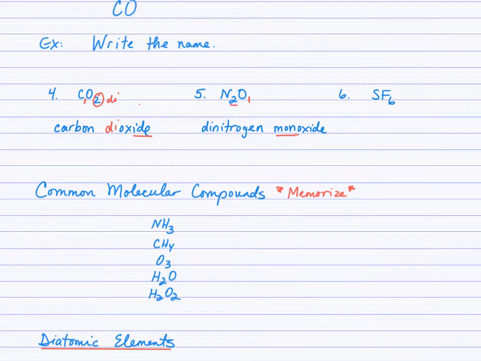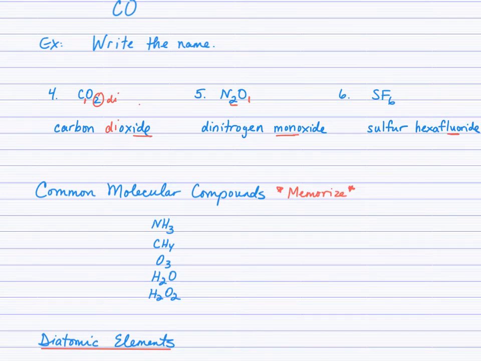Dinitrogen monoxide. Okay, and our last one here, again we ignore the 1 and finish with sulfur hexafluoride. Watch your spelling on the UO of fluoride there.